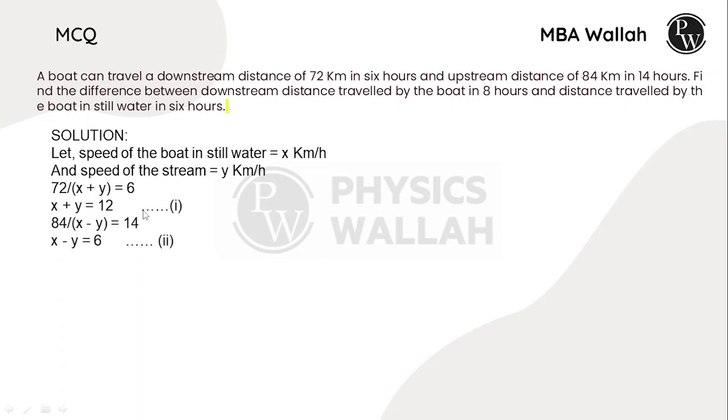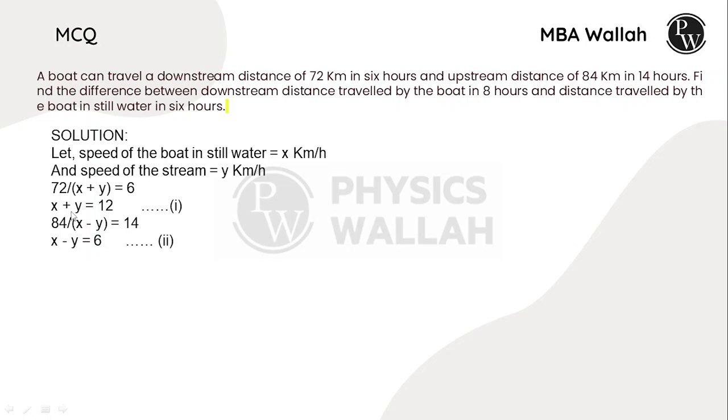Okay. Now, similarly, upstream distance. The upstream distance of 84 km in 14 hours. So for upstream speed, the relative speed will be subtracted. Therefore, x minus y. So 84, a distance of 84 kilometers by x minus y, that is the relative speed of upstream, equals 14, because it took 14 hours. On solving this equation, we will get x minus y equals 6 because 84 by 14 equals 6.